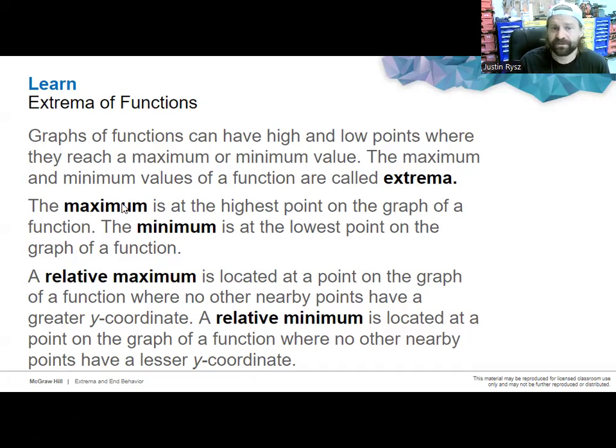Now, sometimes we call these absolute maximums and absolute minimums because they are the absolute highest and lowest points on the graph. We'll go through some examples to make sure you know the difference.